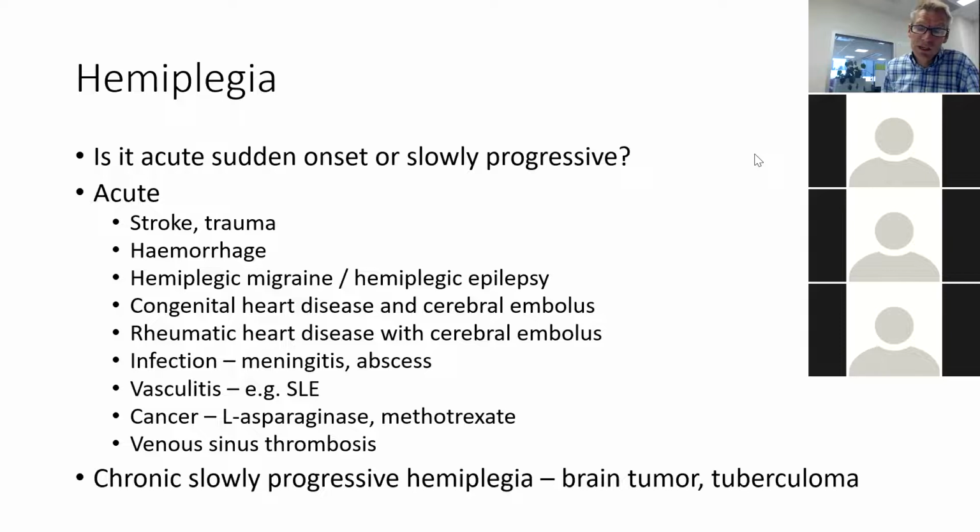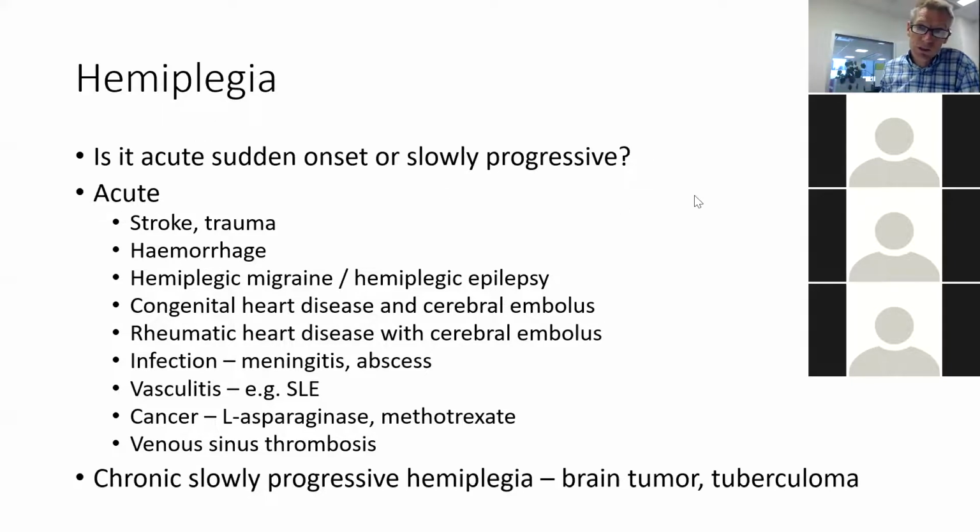Then you should ask the question, having worked out from the clinical picture that the lesion is in the cerebral cortex causing a hemiplegia, is it sudden onset or is it slowly progressive? And sometimes you can get an idea if the parents have noticed the hemiplegia from, is it sudden onset or is it slowly progressive? Because there are some conditions that have a sudden onset hemiplegia, like a stroke or trauma. And then there are some conditions that might have a slower onset hemiplegia, like a tuberculoma that is growing slowly and manifests.